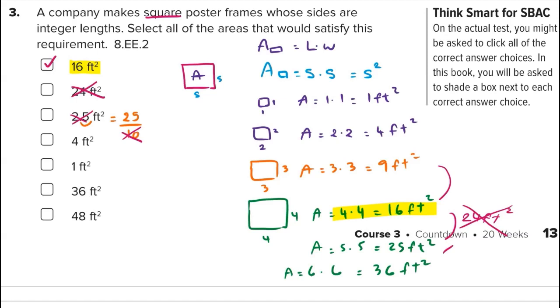Okay, 4 feet squared. We have 4 feet squared here. That will be 2 times 2. So this is one of the perfect square numbers.